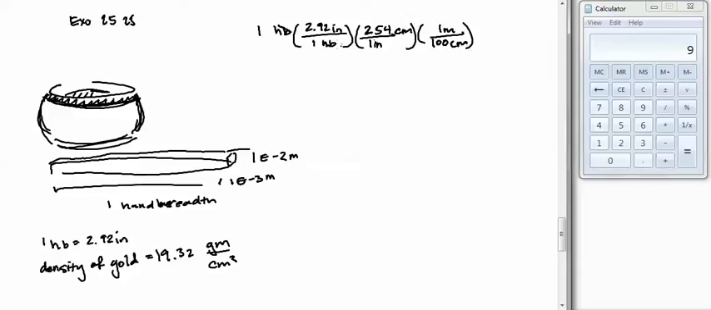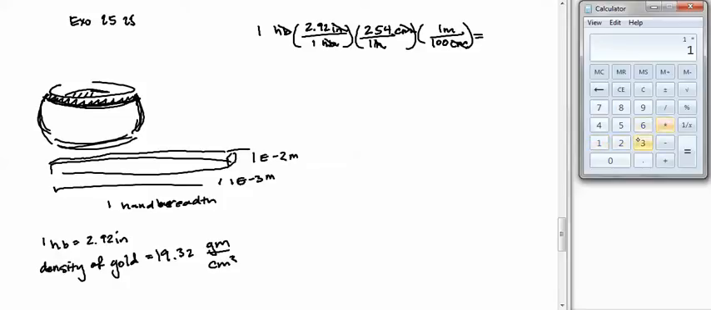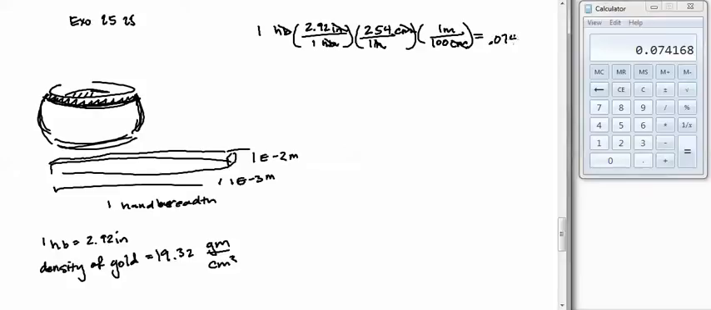All right, HB cancels out with HB, inches cancels out with inches, centimeters cancels out with centimeters, and then I multiply this all out. So you have 1 times 2.92 times 2.54, divide that by 100, and you end up getting 0.074168 meters. So that would be 7.4 times 10 to the negative 2 meters. Actually, I'm sorry, 7.41. I'm going to keep 3 sig figs.